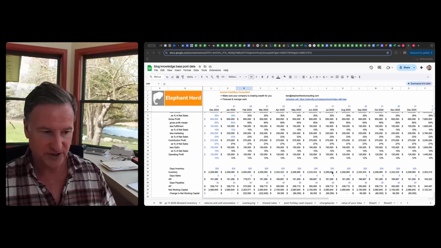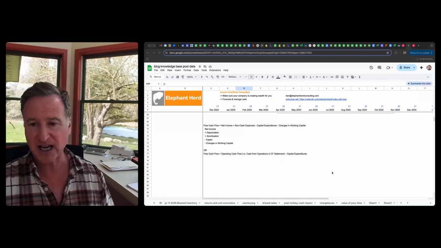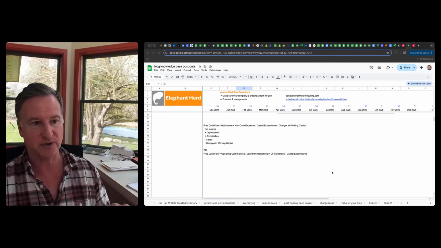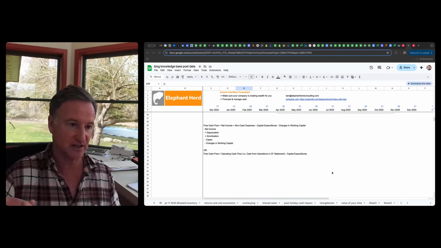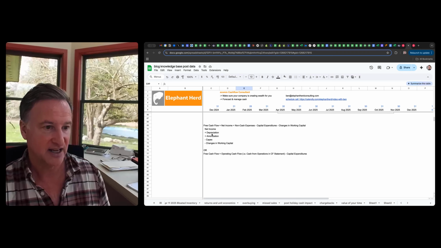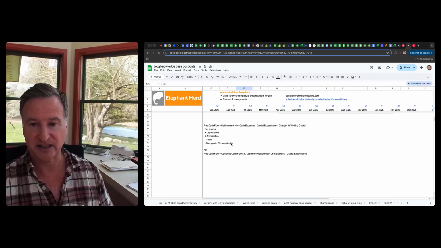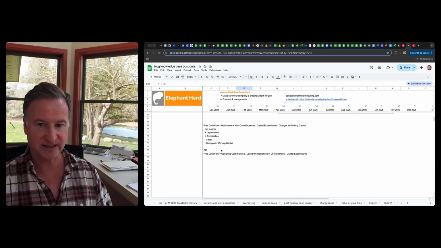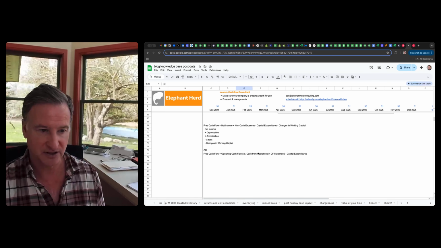So let's first look at how we get to free cash flow. You can get there two ways. Net income plus you add back non-cash expenses like depreciation and amortization, you take out CapEx, and then you take out the changes in working capital. The other way to get there is starting with the cash flow statement, and you just take out capital expenditures.